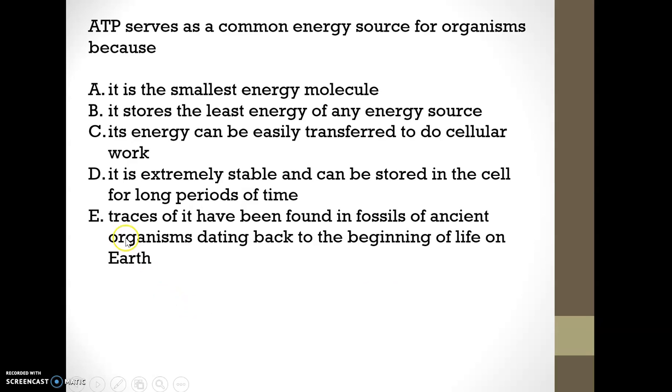Okay, so like I said, you should have gotten rid of E. You should have gotten rid of D because it's saying it's extremely stable, but we already realized that ATP is unstable, and it cannot be stored for long periods of time. It's short-term energy storage. So now we're looking at A, B, and C. Did I say that it's the smallest energy molecule possible? No, that's way too specific. So now we're down to B and C. Your correct answer should be C because the energy can be easily transferred to do cellular work. That's why our cells use and make ATP: why would we make something harder for us? Just easily transfer it to do all of the work that we need.